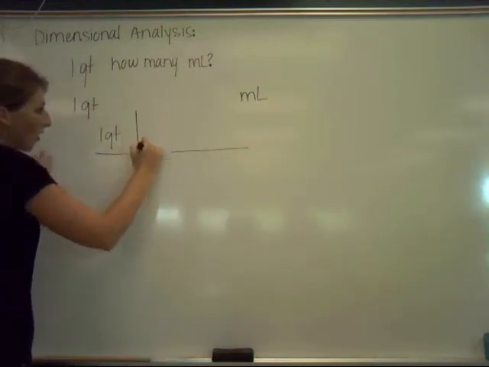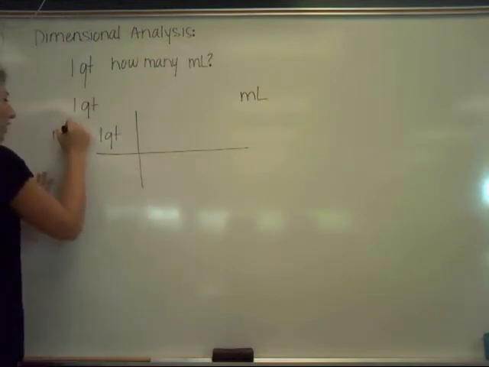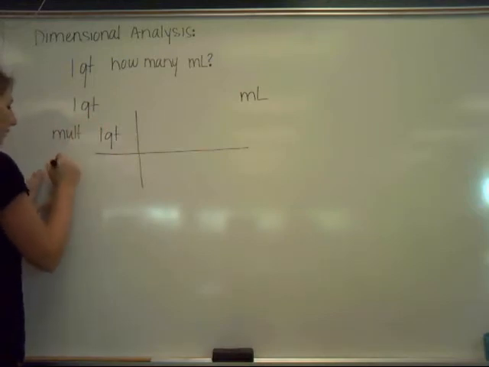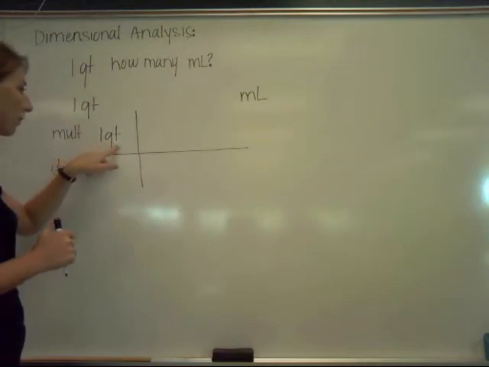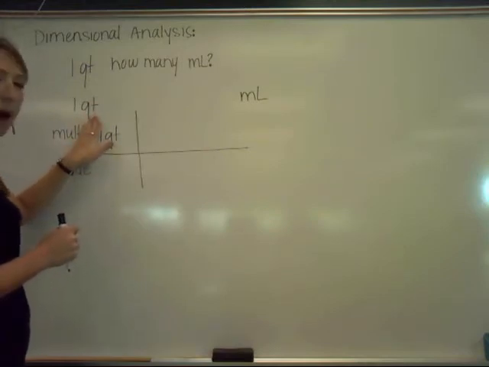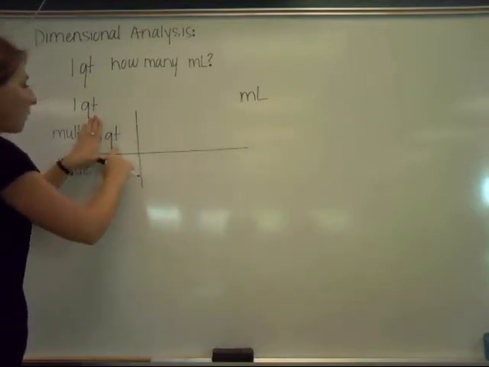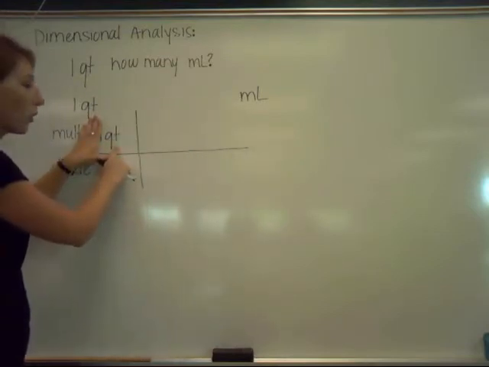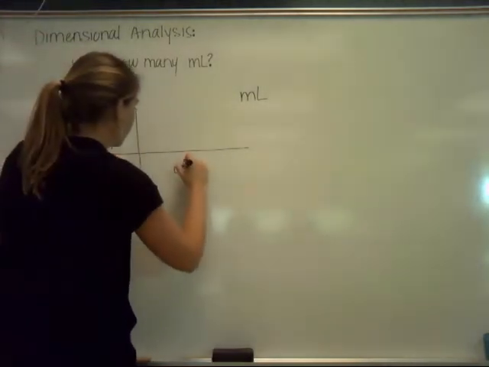Okay, I'm going to draw a line. This line tells me that I need to multiply by everything on the top and divide by everything on the bottom. Now, I look at what is in my first square. It says 1 quart. I'm going to forget about the 1 for right now, since I'm trying to get to milliliters, and I'm just going to worry about my units, which is quarts. So, whatever my unit is, I can put down here.